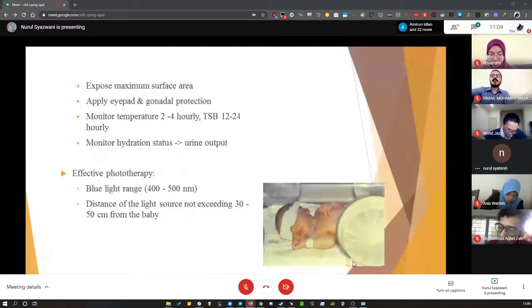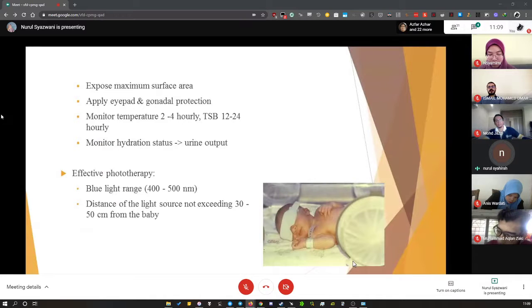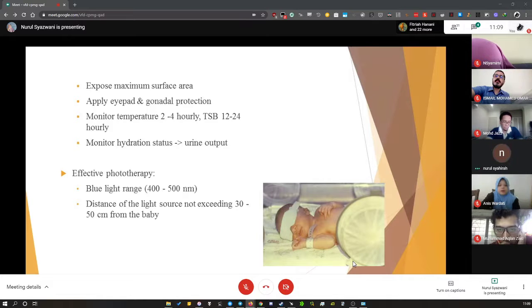Okay. So usually we monitor the hydration status, which is the urine output. And then for effective phototherapy, we use the blue light range. The distance of the light source to the baby should not exceed 30 to 50 centimeters. Okay, next.